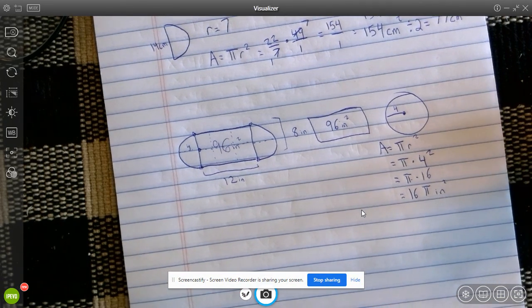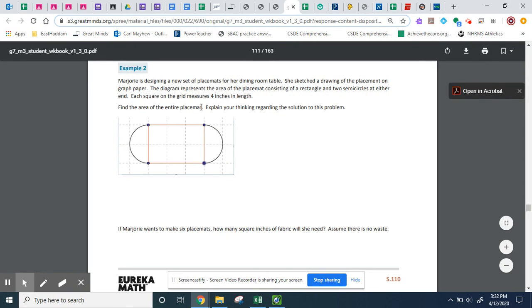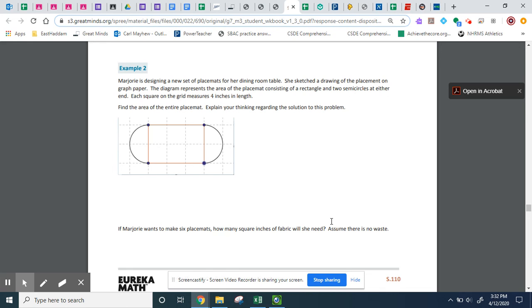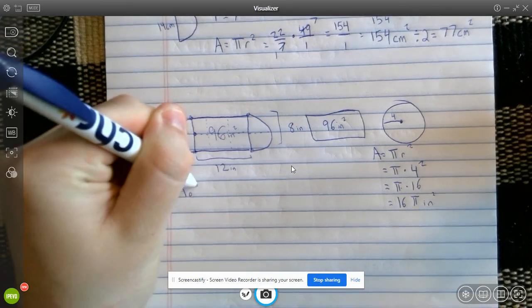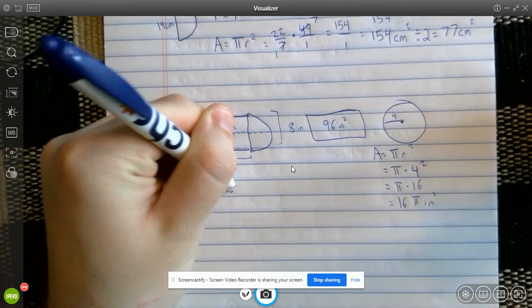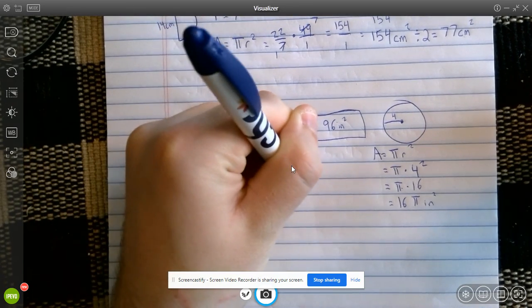Now, the reason I'm saying let's leave this as the symbol pi is because if we look at the next part, find the area of the entire placemat, explain your thinking. So we did that. We just have to add those two values together. And this is the key part. Assume that there is no waste. Now we've talked about that the pi symbol, while it doesn't always look pretty, is the most exact form of pi that we can use instead of using 3.14 or 22/7. So we're going to leave that as 16 pi. So the area of the placemat is 96 plus 16 pi inches squared.